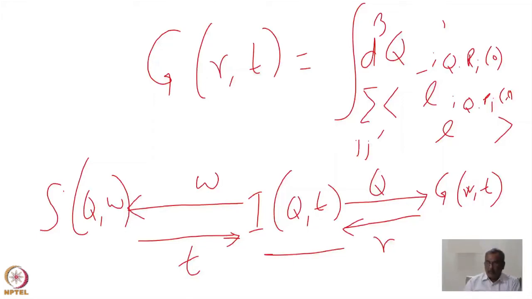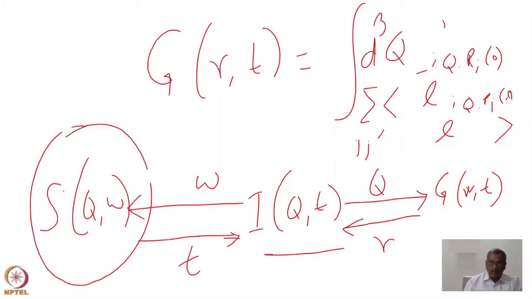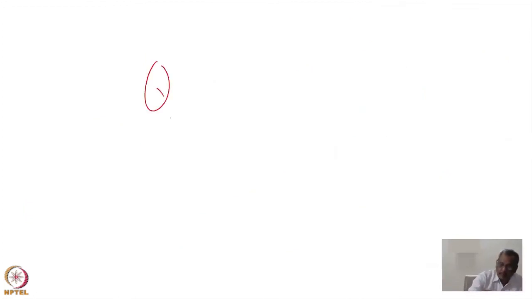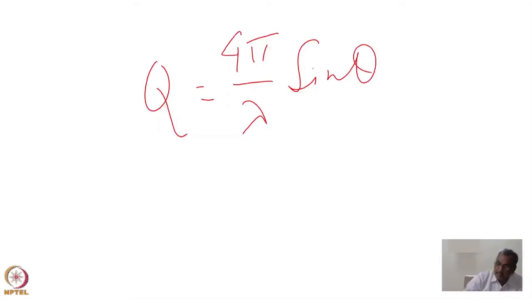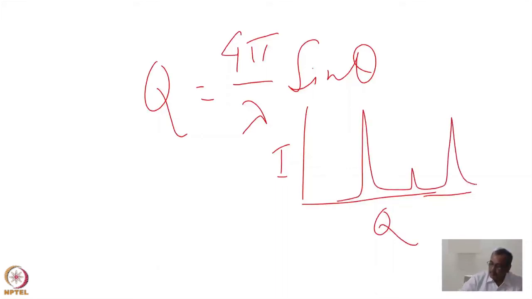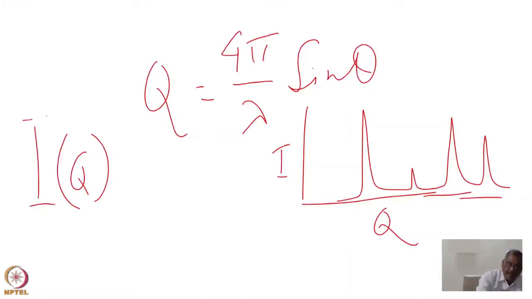So this is an interesting way of looking at our data. We collect our data in S(Q, omega) space, in terms of the scattering law for a system, which is a function of Q and omega. For example, for a diffraction experiment, we know Q is equal to 4 pi by lambda sine theta. So this is the momentum transfer. And we collect the intensity as a function of Q. We get these Bragg peaks which I showed you. So this is in Q space. From here, if you want to go to the real space, I have to do a Fourier transform. I can go to G of R, correlation functions in R.